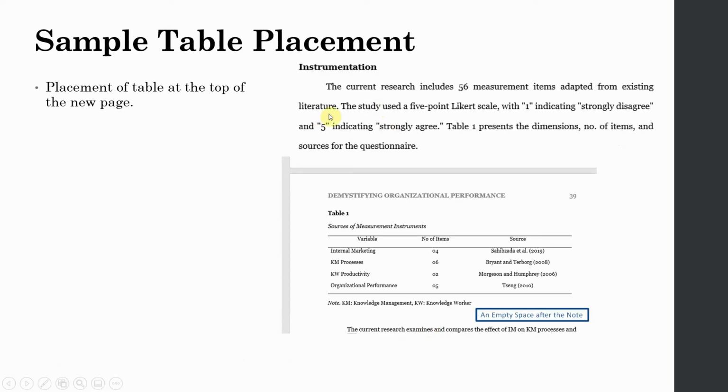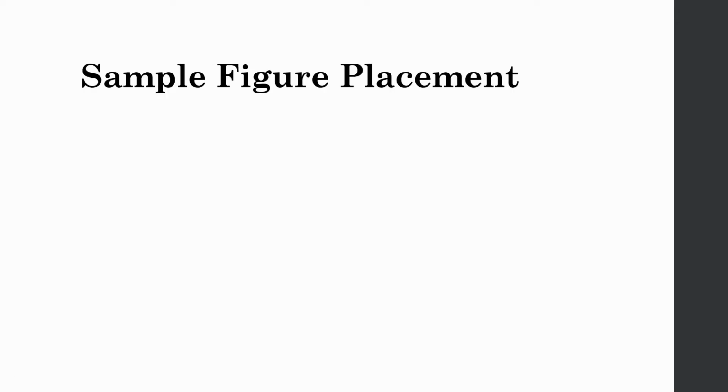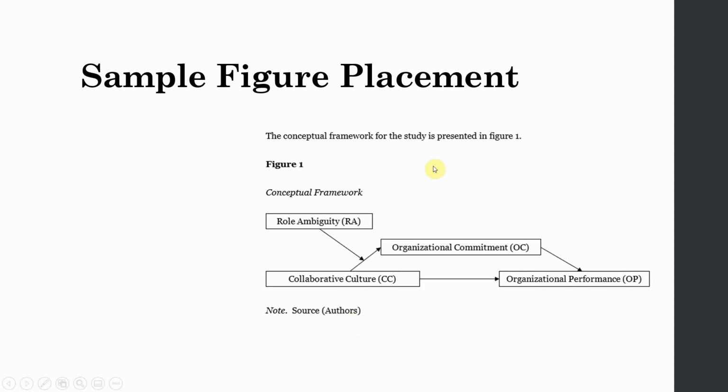Now here is a sample placement. This table is at the start of the next page and it has been called out right at the end of the last page. Table 1 presents the dimensions, number of items and sources of the questionnaire, and here is your table. Look at this. Here is an empty space after the note. That is, you just need to press one return key or enter key. Now how do you place your figure? Again, here is the call out. Here is your figure, well formatted in APA style.